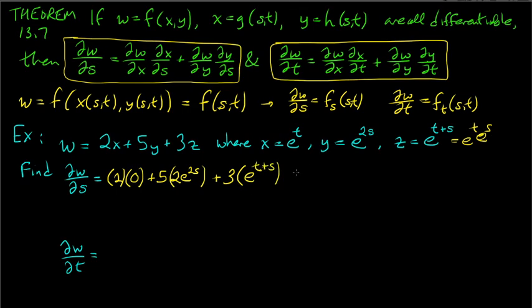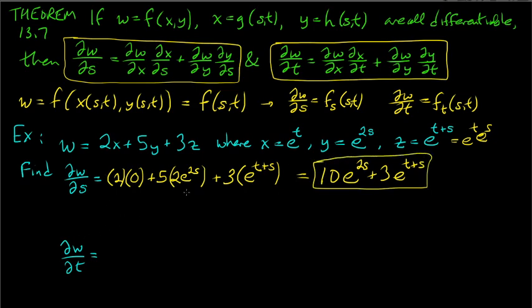Yep. So you just get 10 e to the 2s plus 3 e to the, I'll write it the same way, t plus s. Right? Yeah, I thought it was going to be a little bit harder, but okay. And then partial of w with respect to t.